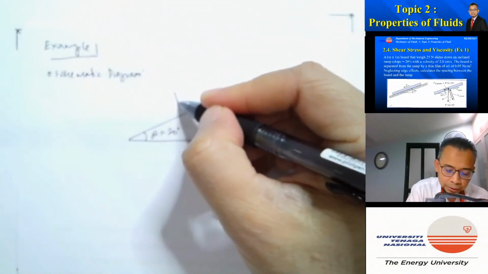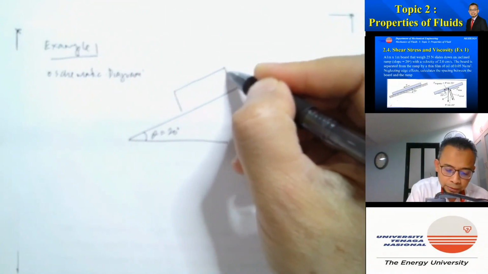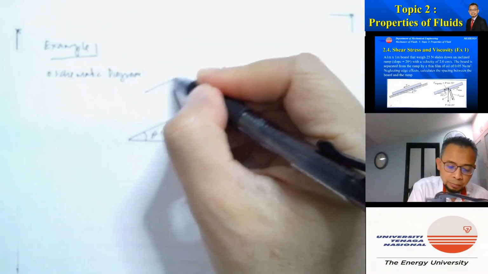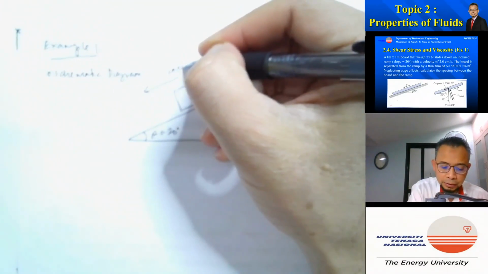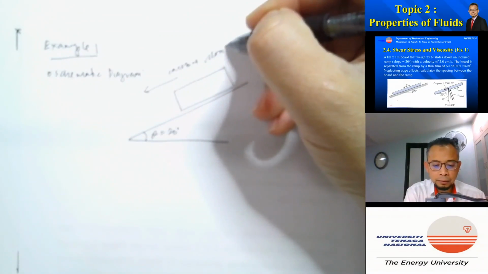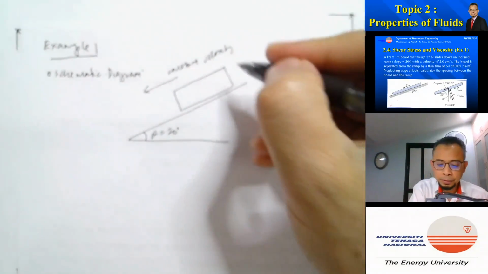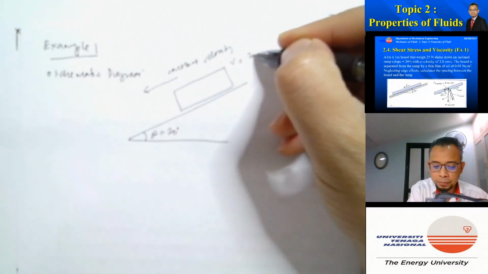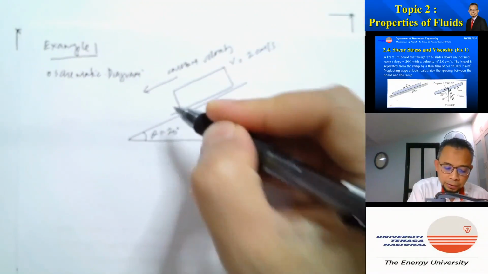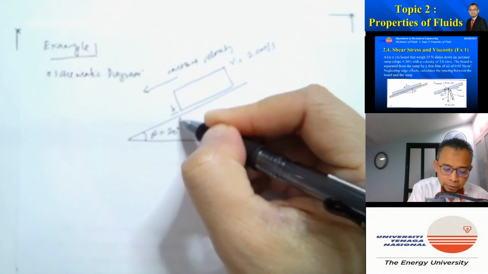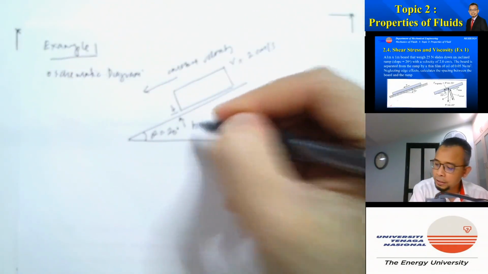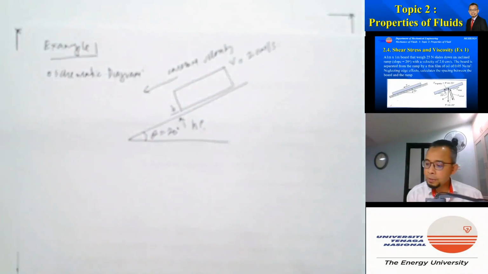So we have a block. The block is actually moving down at a constant velocity, which is equal to V, and it's equal to 2 centimeters per second. And then between the block and the ramp, we have spacing. Let's call that one H, which is unknown.